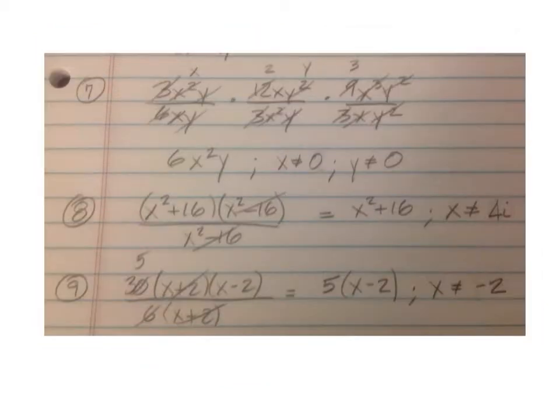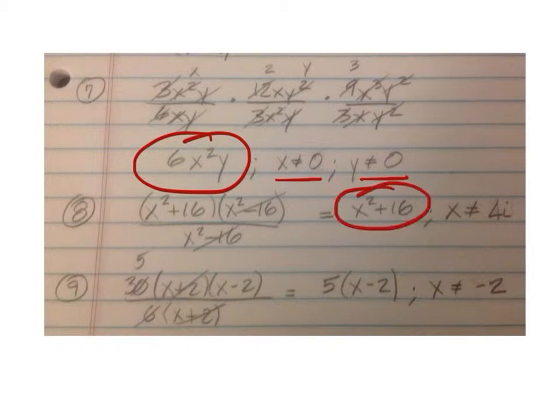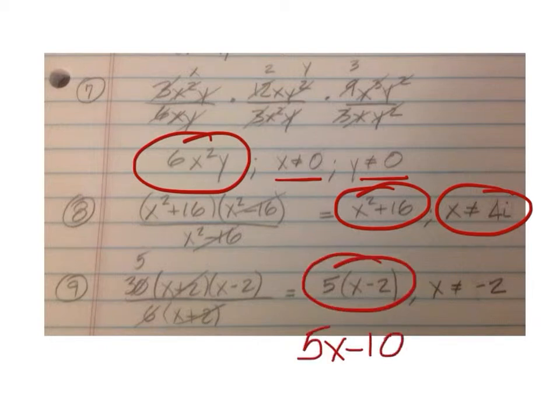On number 7, 6x squared y. And x cannot be equal to 0, and y cannot be equal to 0 either. For number 8, it's x squared plus 16, and x cannot be equal to 4i. For number 9, 5 times the quantity x minus 2, or 5x minus 10, and x cannot be equal to negative 2.